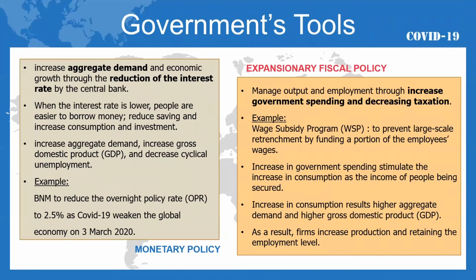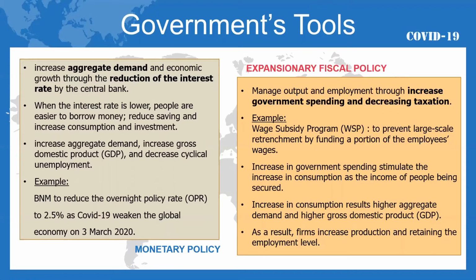In terms of monetary policy, the government increased aggregate demand and economic growth by reducing the interest rate. When the interest rate is lower, this induces people to spend more on consumption and investment, and because it is easier to borrow money, it leads to lower saving. This will increase aggregate demand and gross domestic product, the GDP, and eventually decrease unemployment. For example, Bank Negara Malaysia reduced the overnight policy rate to 2.5% because COVID-19 weakened the global economy.